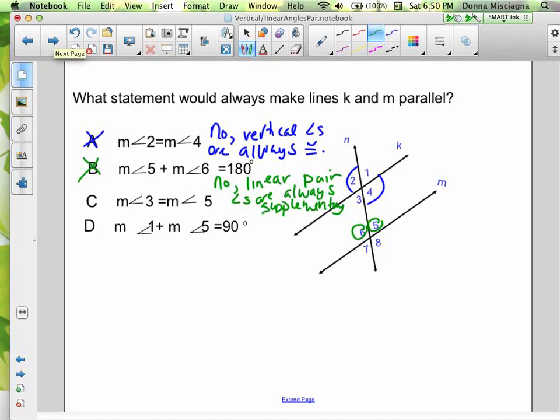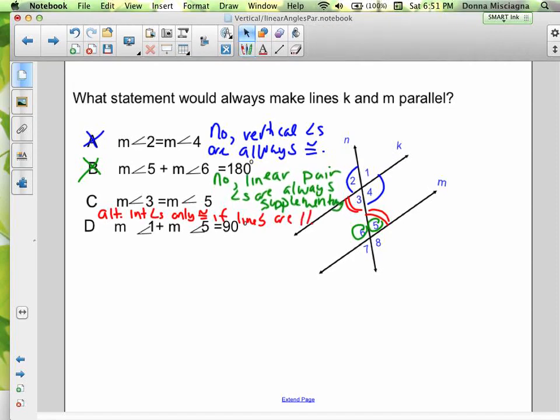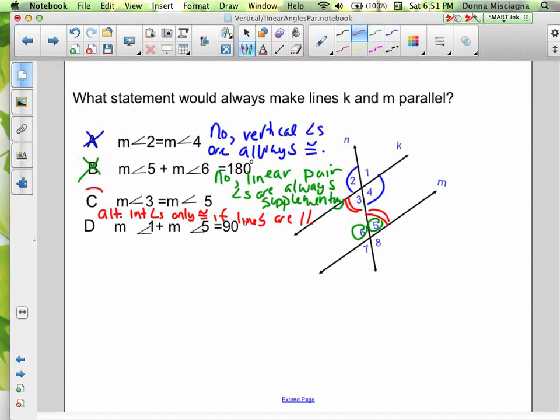All right, so now let's see about this one. The measure of angle 3 is equal to the measure of angle 5. Let's mark our angles here. And let's think, what kind of angles are these? Well, those are alternate interior angles. And we know that alternate interior angles are only congruent if the lines are parallel. So if our alternate interior angles are congruent, our lines must be parallel. Right? So that is our answer.